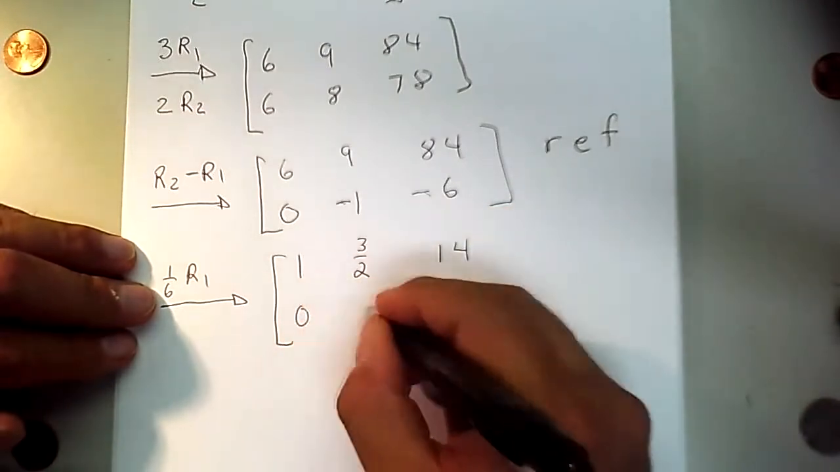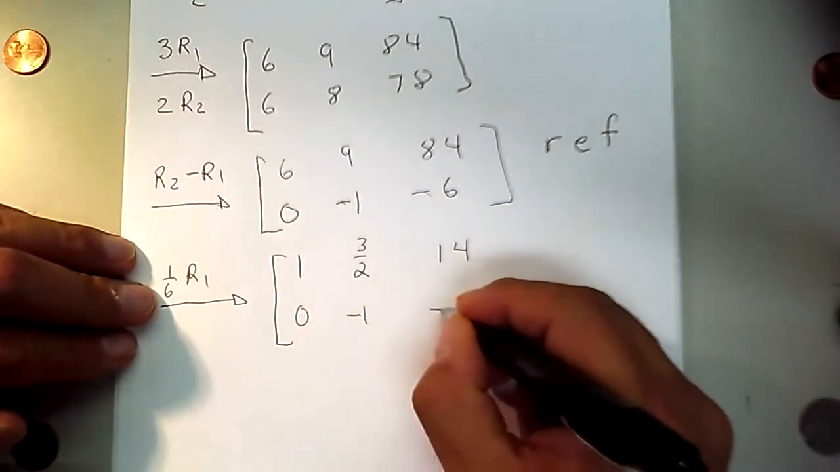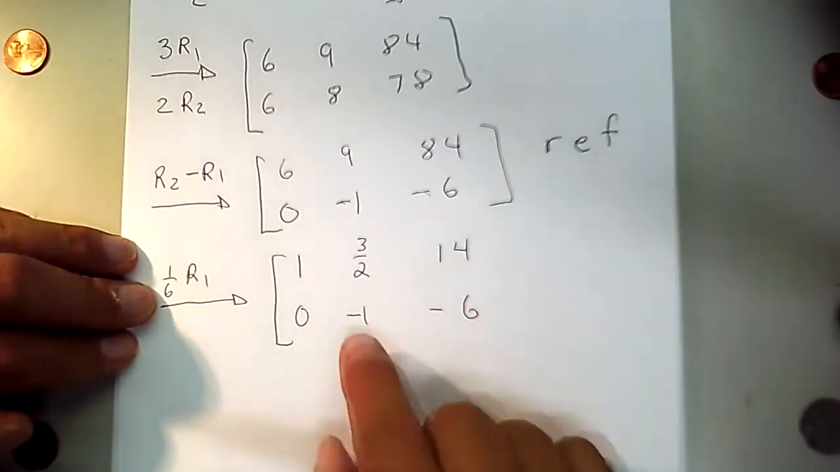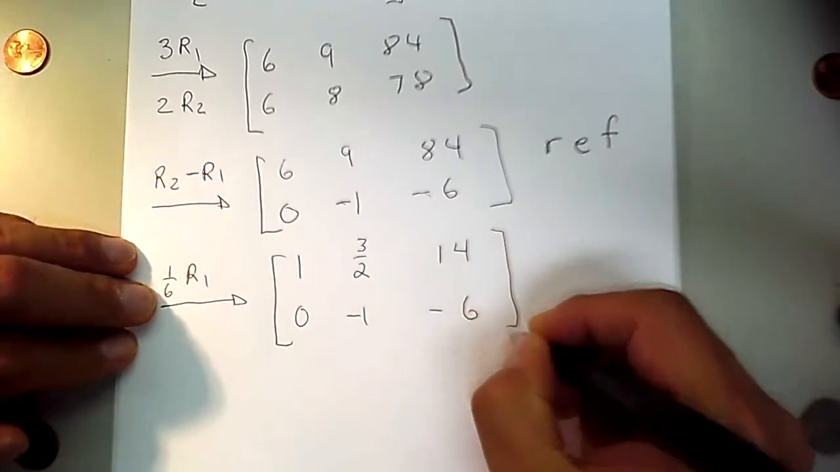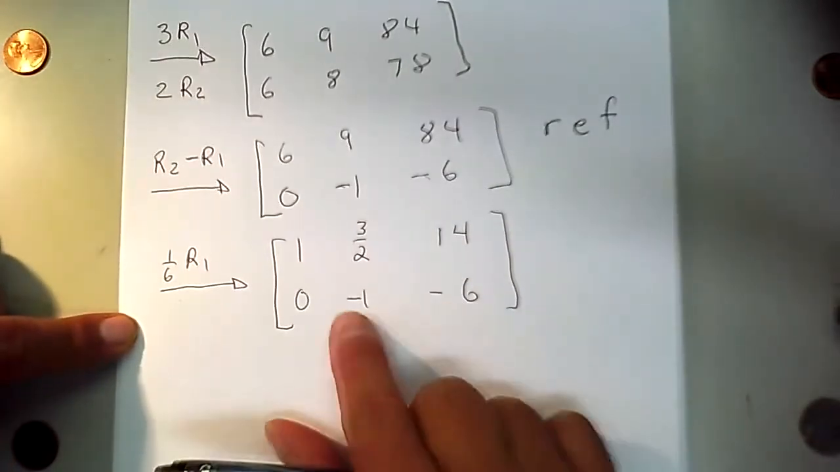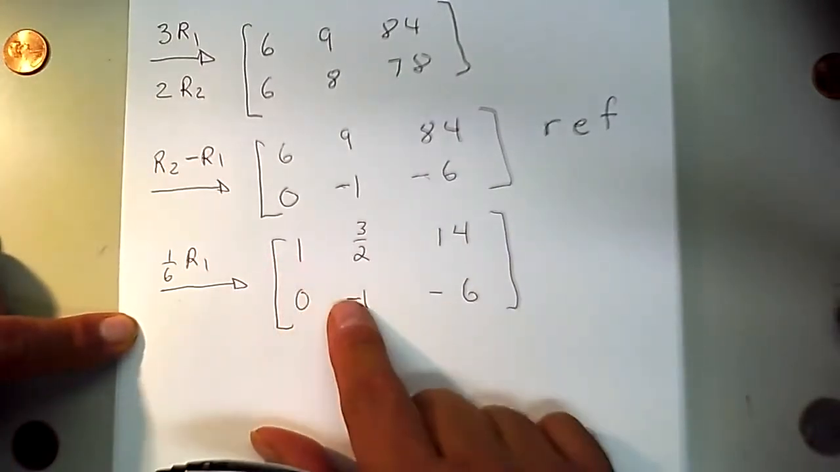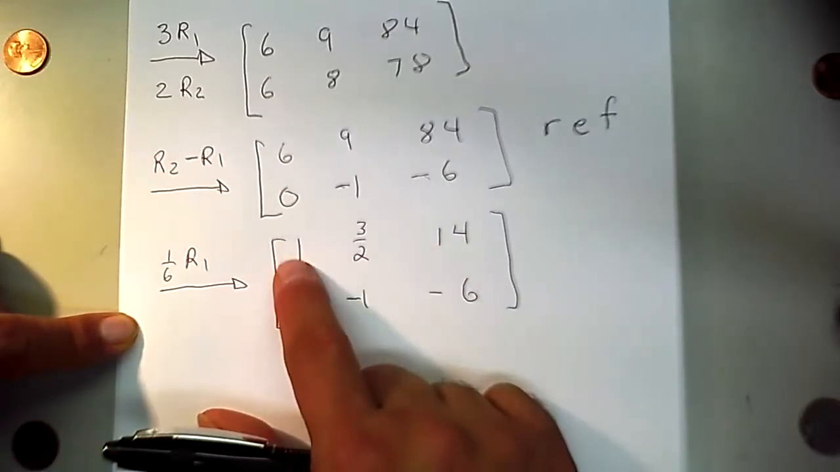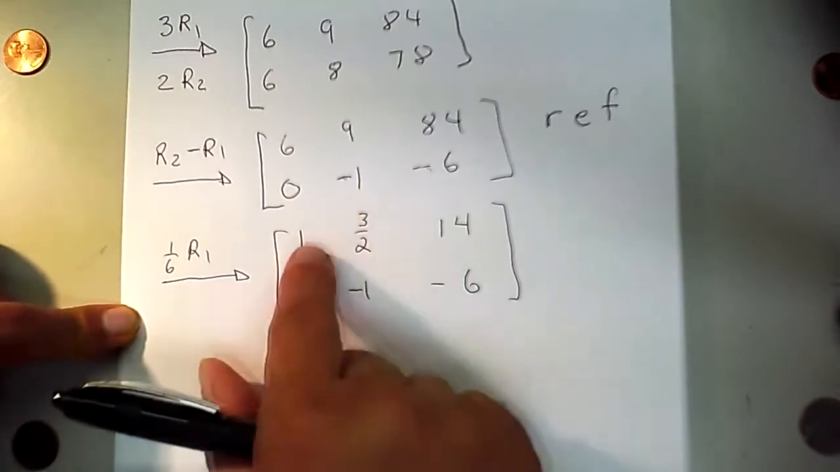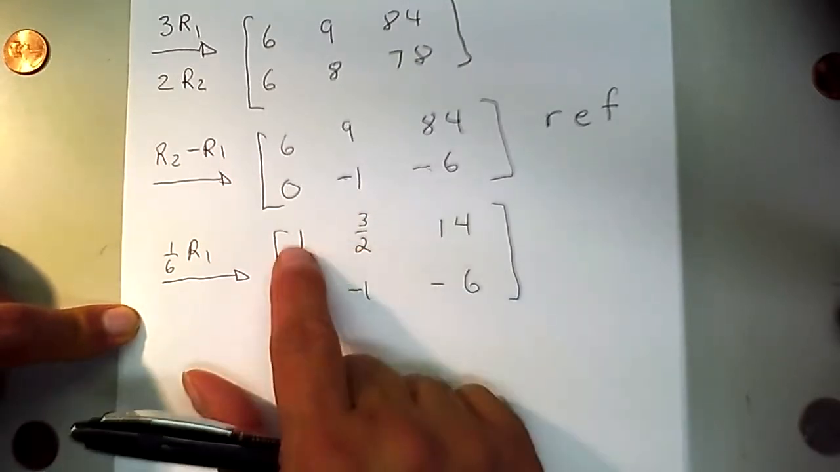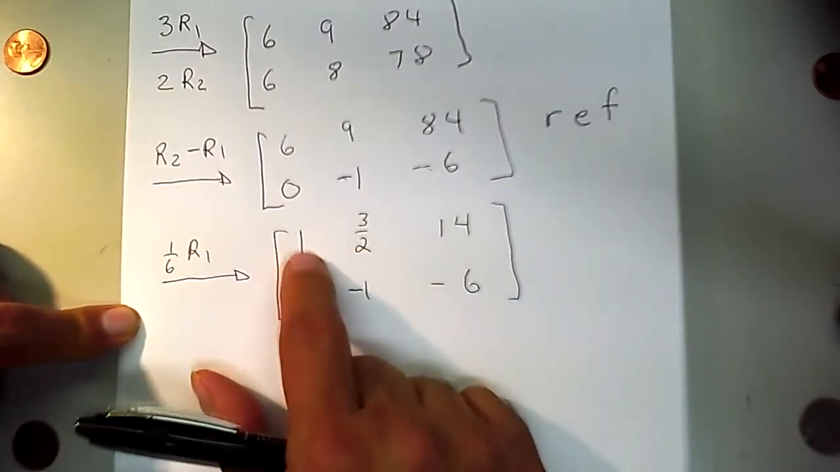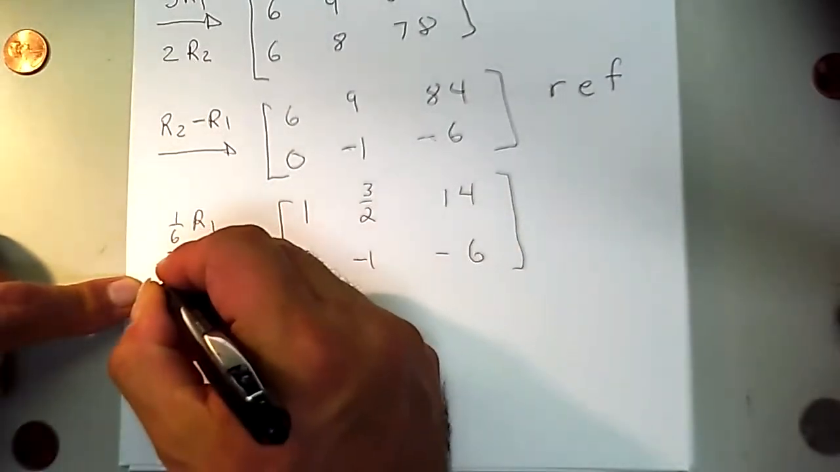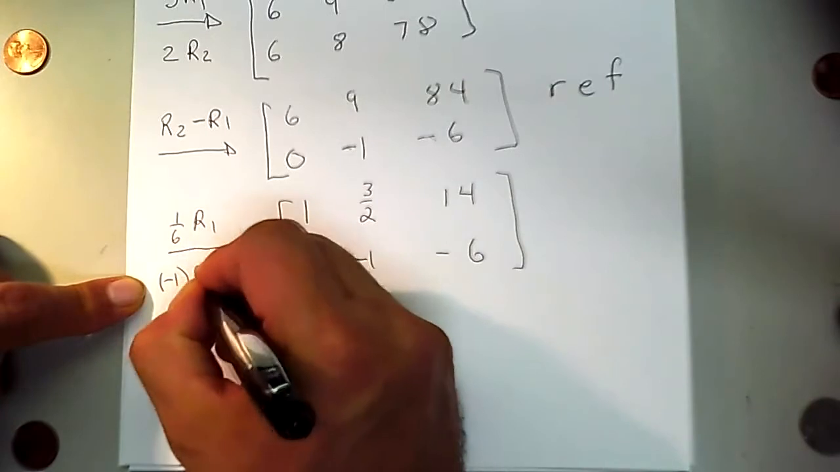And we end up with 0, negative 1, negative 6. Oh, and we need to multiply this guy by negative 1. We should end up with 1s on the leading elements of each row. So the first non-zero element, as we read the row from left to right, is called the leading element, and they should be 1s. So I'm going to do that here. I'm going to multiply negative 1 times row 2.